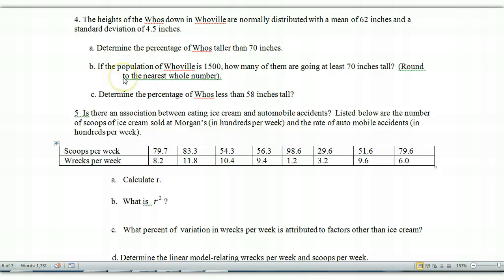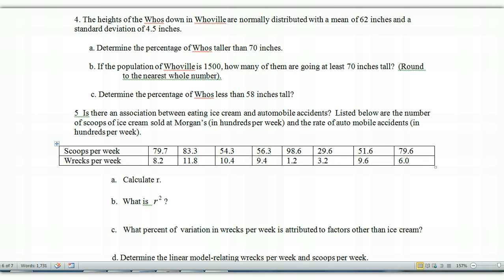Alright, questions 4, 5, and 6 for the long answer part. Question 4 deals with normal probabilities, things that are normally distributed, finding percentages or probabilities in there. The heights of Whos down in Whoville are normally distributed, mean 62 inches, standard deviation of 4.5 inches. So we want to determine the percent of Whos taller than 70 inches.